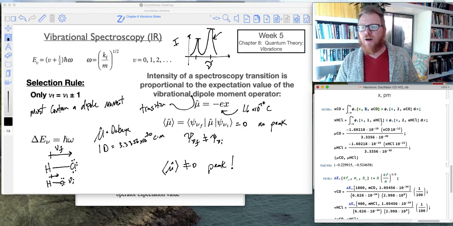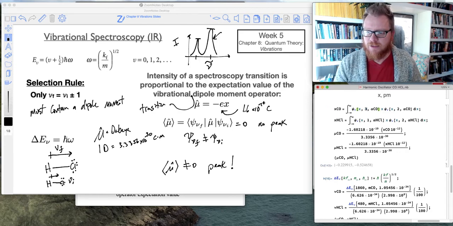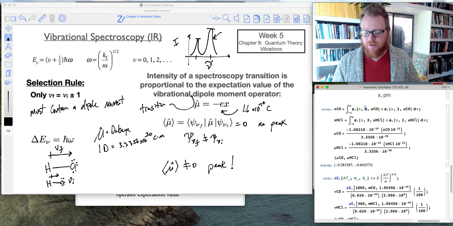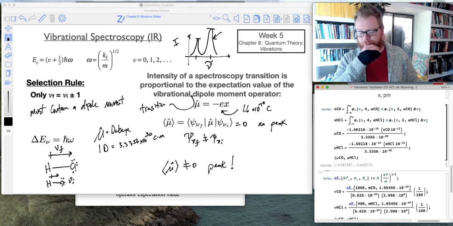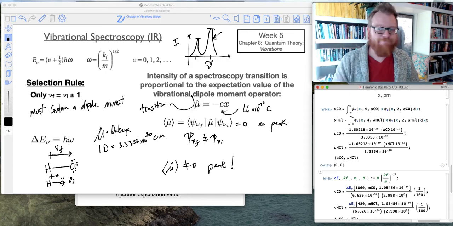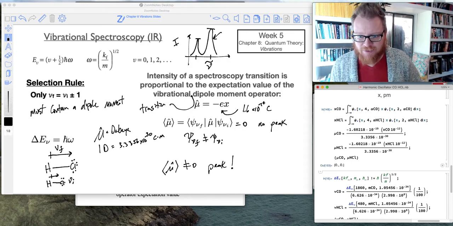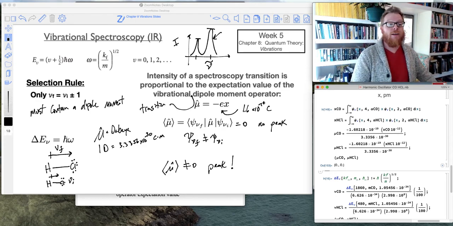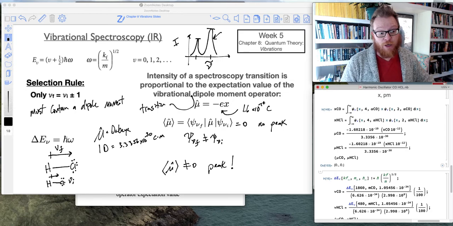But now, what if I go up to, let's say, 3 and 2 and 3 and 2? Yep, I get a value because it's plus minus 1. But what happens if it's 4 and 2 and 4 and 2? Nope, no dice, okay? So this is a really important selection rule in vibrational spectroscopy.